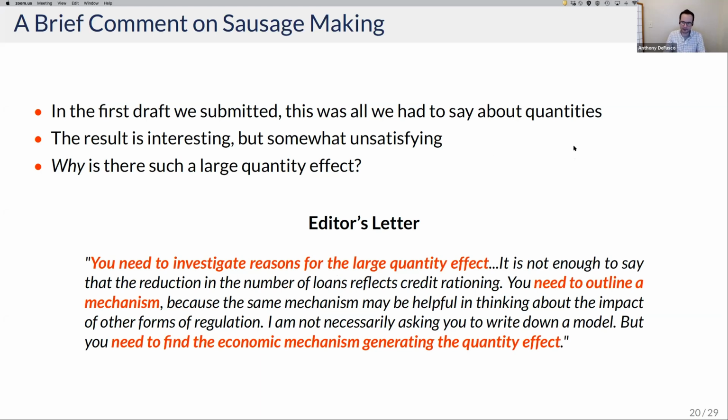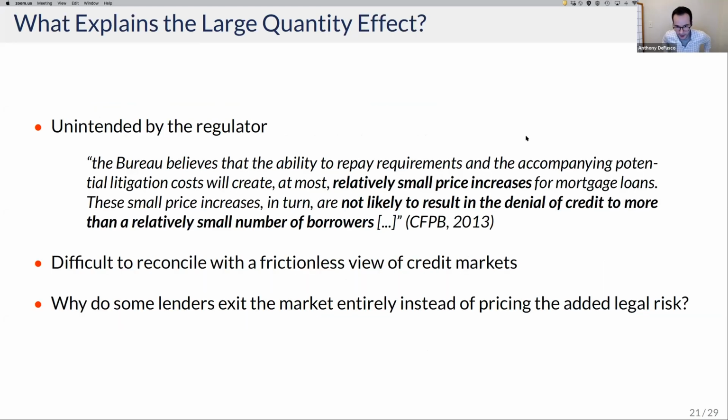So a big part of our process in this revision was trying to dig into this to the extent that we could using the data that we have. We think this is interesting. It's also interesting from a policy perspective, not just economically, why is this going on, but also from the policy perspective. The regulator did not expect this to happen, in part because it's difficult to reconcile with the standard frictionless view of credit markets, right? If I make it more expensive for the lender to originate these types of loans, the lender should be able to just pass on a good chunk of that cost to you as the borrower and not have to completely drop out of the market entirely.